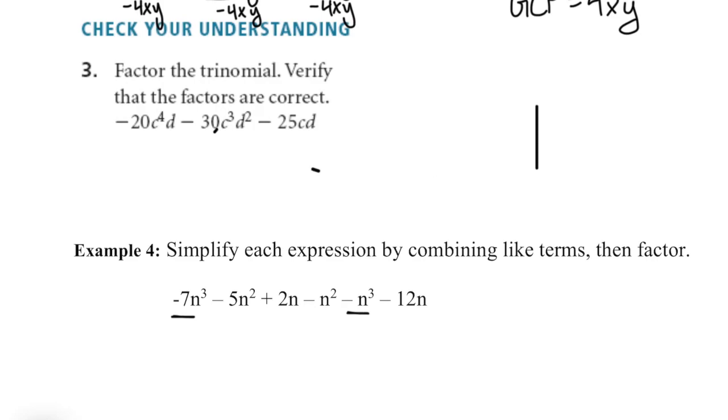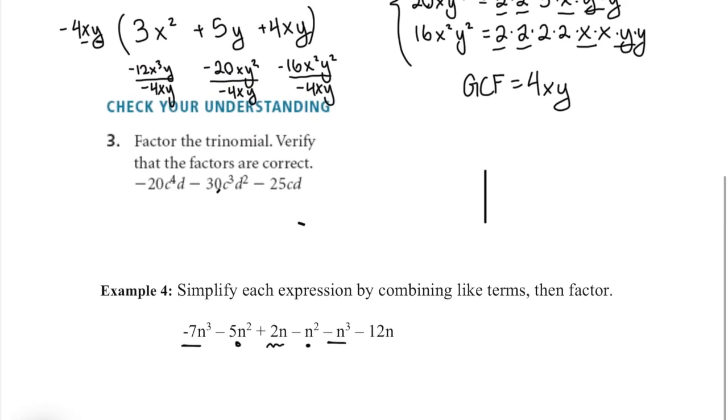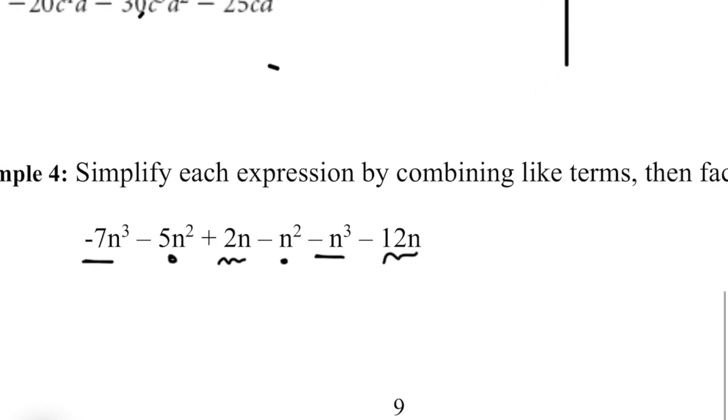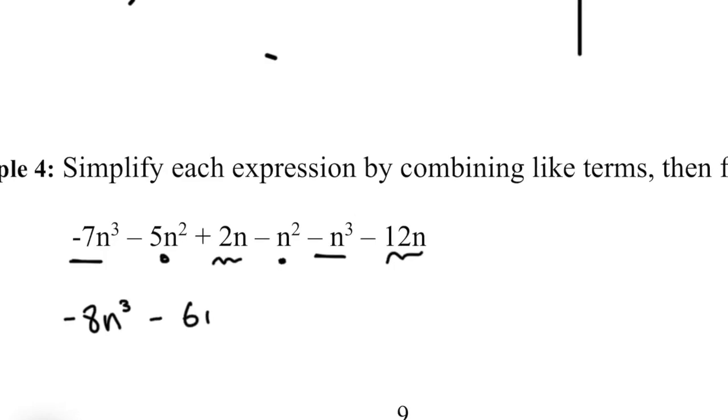So if we simplify it by collecting like terms, here's the n cubed term, here are the n squared terms, and here are the n terms, okay, I can combine those, right? So negative 7n cubed minus another 1 is negative 8n cubed. And then negative 5n squared minus n squared is minus 6n squared. And then finally 2n minus 12n is minus 10n. Okay, and then if you look between 8, 6, and 10, the greatest common factor is 2.